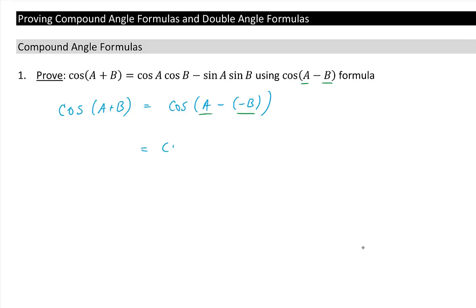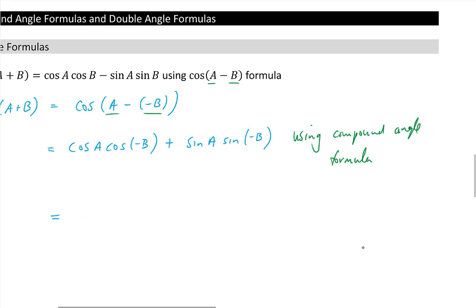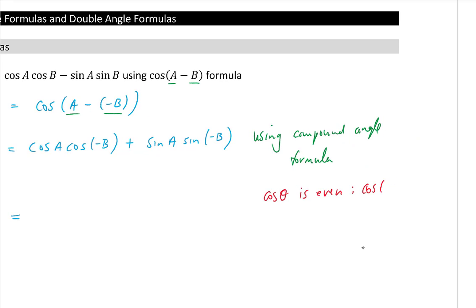So now let's use the formula. So this will be cosine A times the cosine of whatever second angle is, in this case negative B, plus the sine of A times the sine of negative B. Now what do we do? We're going to have to use the fact that the cosine function is even and the sine function is odd. So remember, if a function is even, so let's start with the cosine. So cosine theta is even. And if that's the case, that means that the cosine of negative theta is equal to the cosine of positive theta.